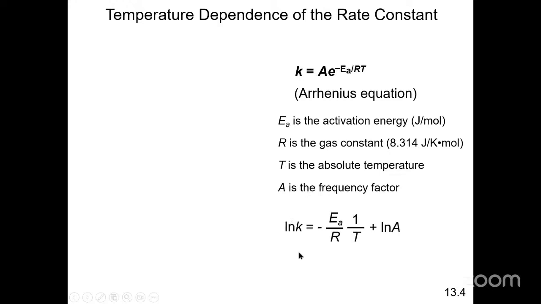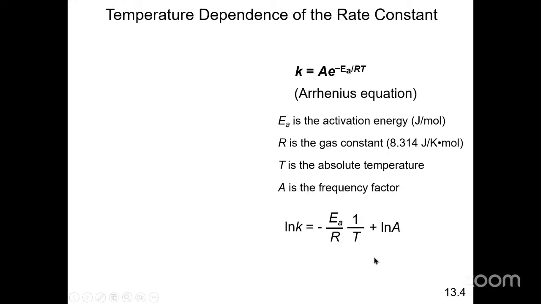Another way of expressing this equation, which is more useful for graph plotting, is to find the natural log of both sides. I won't go through all of that; this is algebra you should understand from your past math experience. If you find the natural log of both sides, you end up with this equation: ln k = -EA/R × 1/T + ln A.